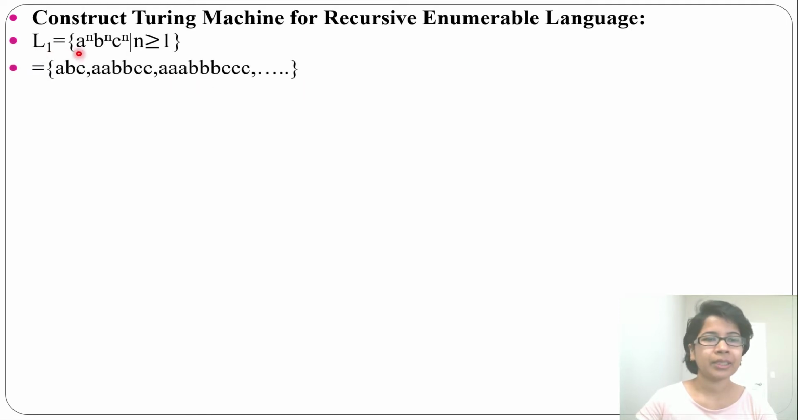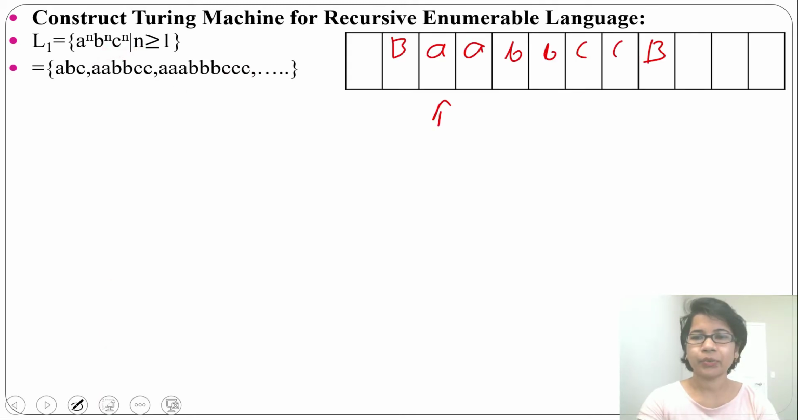So first, the language a^n b^n c^n, n greater than or equal to 1. Equal number of A followed by equal number of B followed by equal number of C. Which strings will it accept? It will accept ABC, it will accept 2A followed by 2B followed by 2C, it will accept 3A followed by 3B followed by 3C. So the number of A should be equal to the number of B should be equal to the number of C. So I consider a string 2A, 2B, 2C.